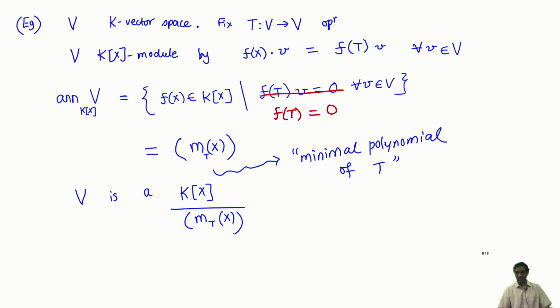And m_T(x) is the minimal polynomial of T. So in some sense, things like diagonalizability and many other linear algebraic properties come from the structure of this ring. We'll probably do this in one of the examples. You've probably seen things like if the minimal polynomial factors into distinct linear factors, then the operator is diagonalizable, and so on. So we'll consider things like that in the problem sessions.